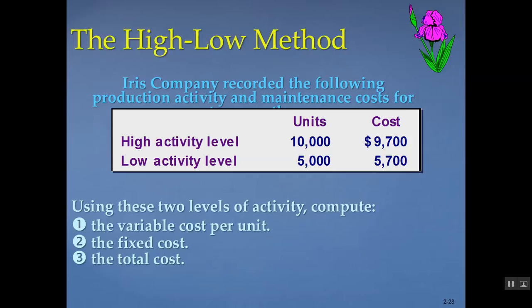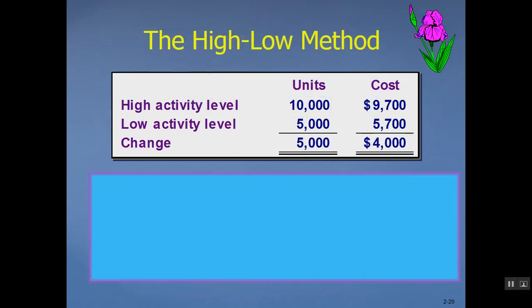When you are given various data points, you're going to pick the highest activity level and the lowest activity level. From there, you're going to take the change. The difference between the highest cost and the lowest cost, in this case, is $4,000, and the difference between the highest number of units and the lowest number of units is the total change.